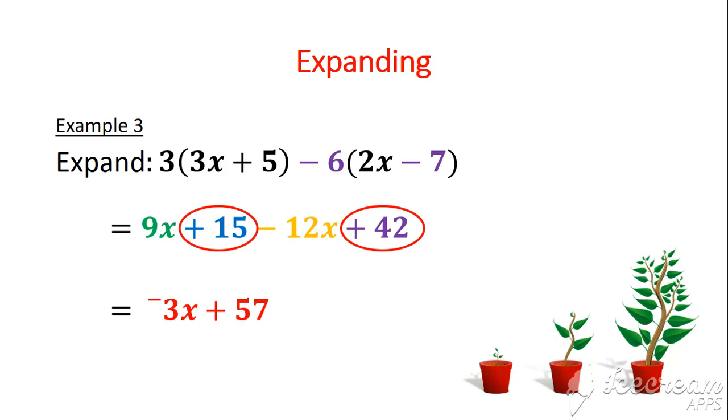But because we're plussing those two terms together, some people prefer to write it the other way and go 57 minus 3x, just to make it look a bit tidier.